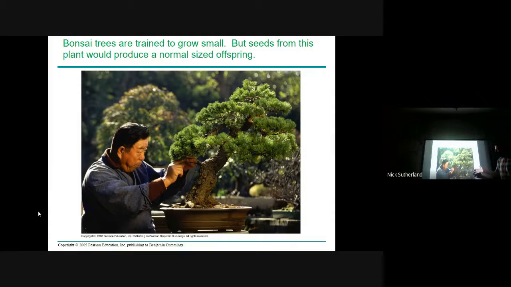So people who do bonsai actually grow normal trees. This is a normal tree. If we just threw that seed in the ground that made this thing and just let it grow, it would grow into a tree that's 50 feet tall.